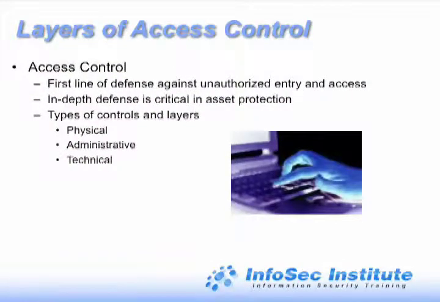The access control, as mentioned before, there's the physical, the administrative, and then the technical. And those are the types of access controls and layers. This is basically the first line of defense against unauthorized entry to access, and also in-depth defense is critical in access protection by using these. But each one of these can have different types of methods.